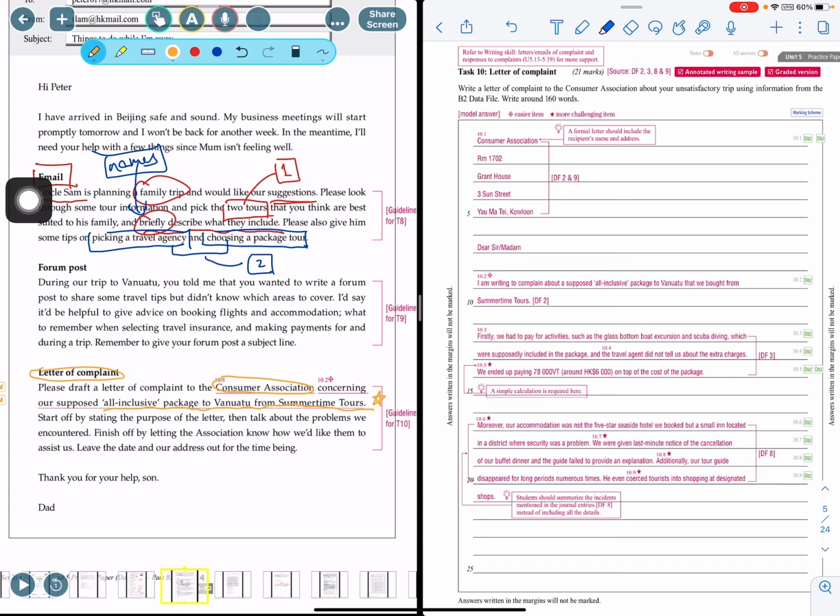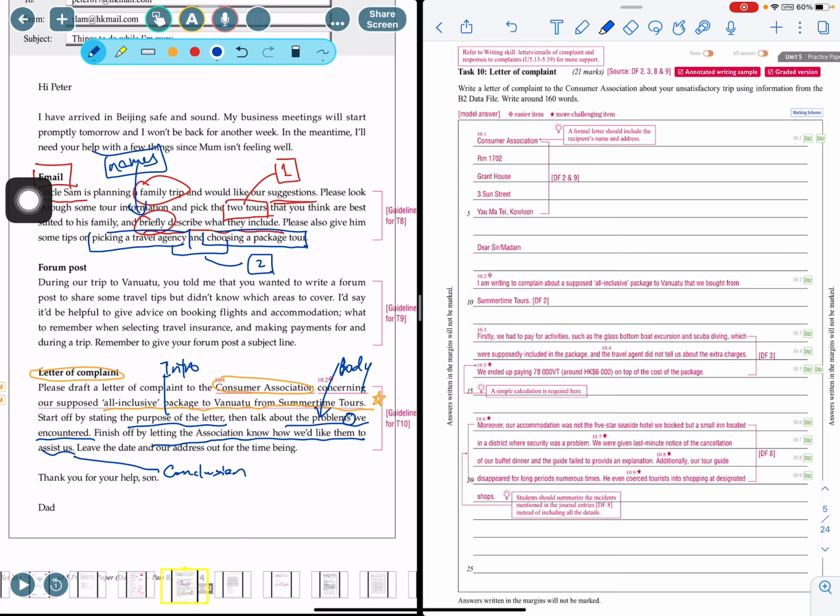Okay, so this is the tour from Summertime Tours. The all-inclusive package, and the different parts are very clear. First, you have to start with the purpose of the letter. So basically, this is the intro. "I'm writing to complain about" is always like that. Then you talk about the problems we encountered. Remember, problems, one by one. This is basically the body paragraphs. Talk about the problems you encountered, and then the conclusion, letting the association know we'd like them to assist us. So this is the conclusion.